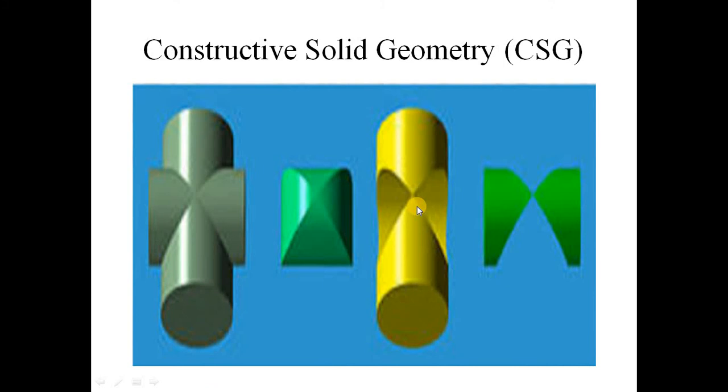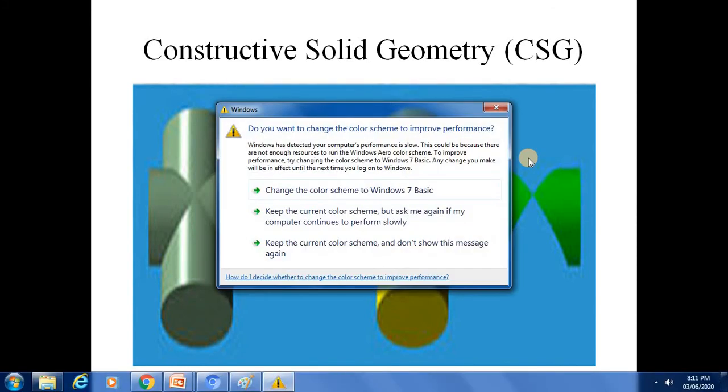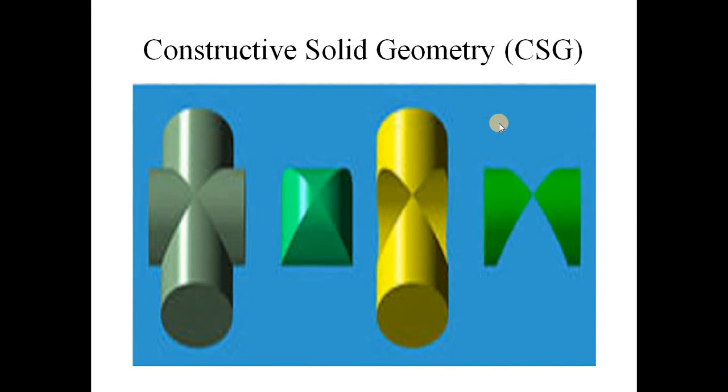This is A difference B, A minus B. So that means the portion of B is removed from A, and this is B minus A or B difference A. That means from B the portion of A is removed. So this is how these Boolean operations are being used to construct the solid model using constructive solid geometry.